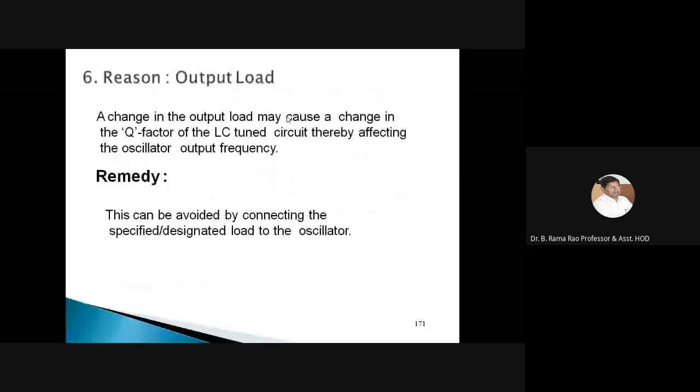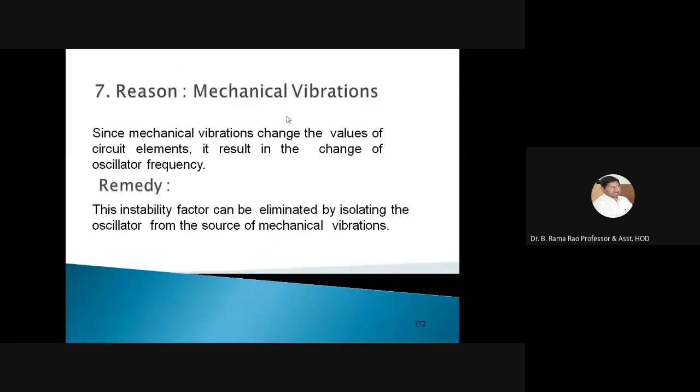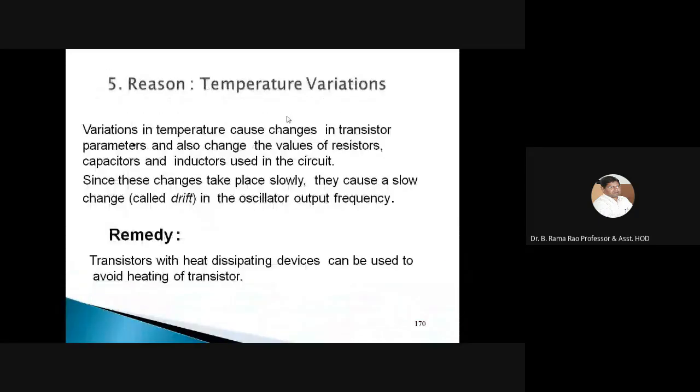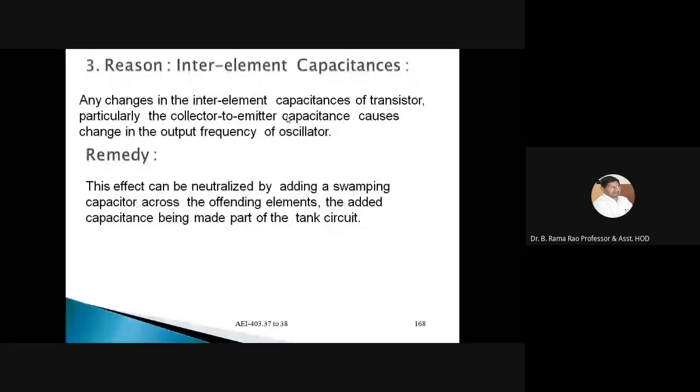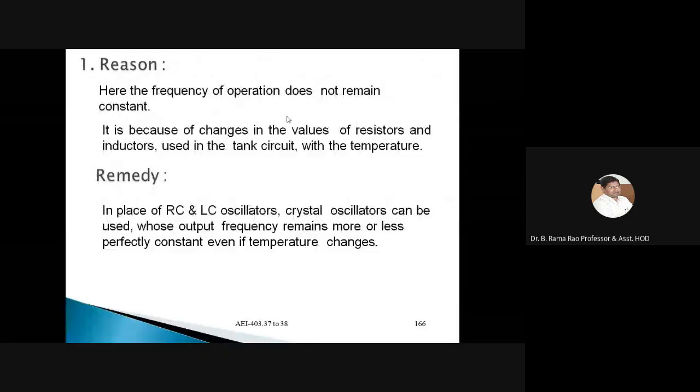Output load: if there is any change in the value of the output load, that may change the value of the Q factor. The Q factor of the tank circuit changes, and that affects the frequency of oscillation. Mechanical vibration: since mechanical vibrations change the value of the circuit elements, they result in a change in the oscillation frequency. So these are some causes for frequency instability. But for any reason, there are remedies that we follow to get stabilized oscillations from all oscillator circuits. So with this, I'm going to stop at this particular point.